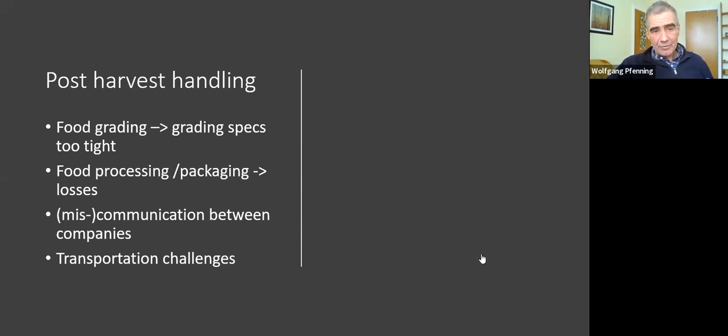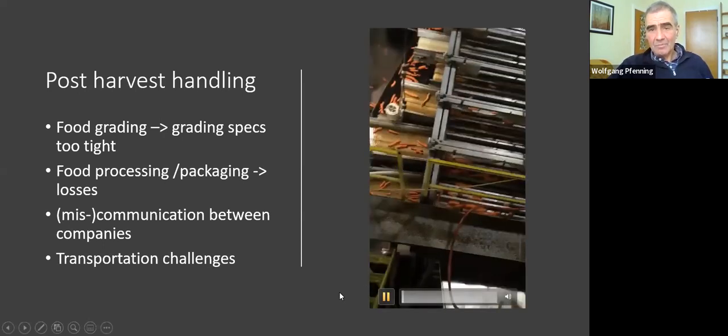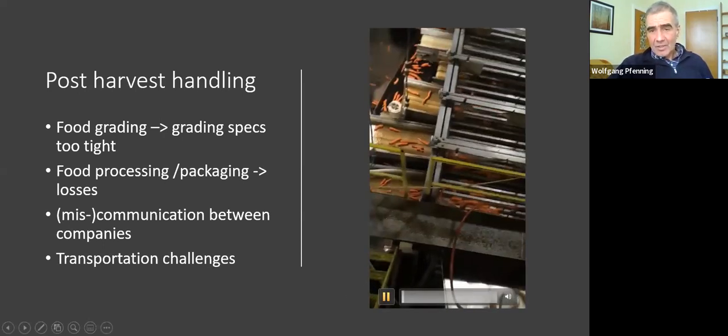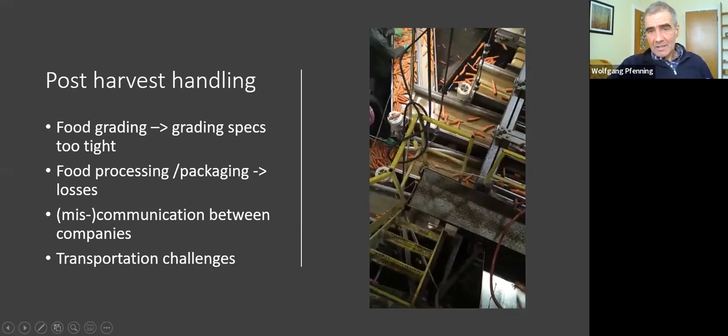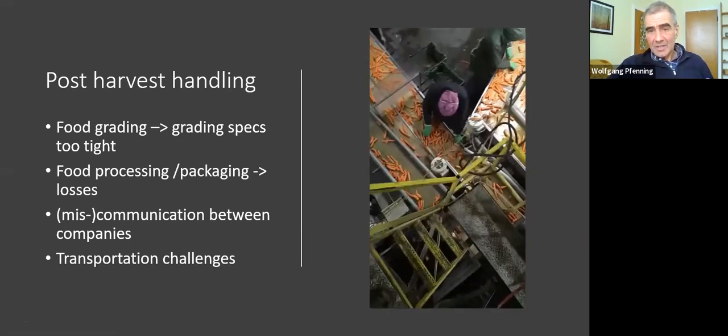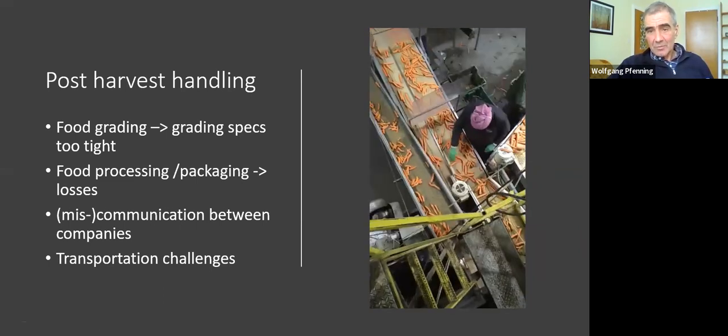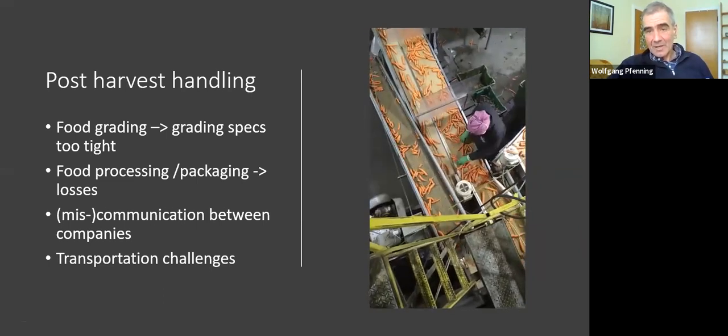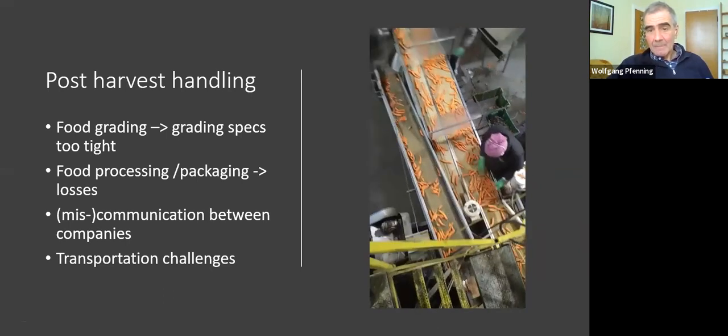During processing and packing, you have grading losses. Give me a second here. I want to see if I can get this started. There you go. You see our carrot packing line, and you see conveyor belts moving, and you see the people picking the carrots in one area and throwing them over the little fence onto another slot.